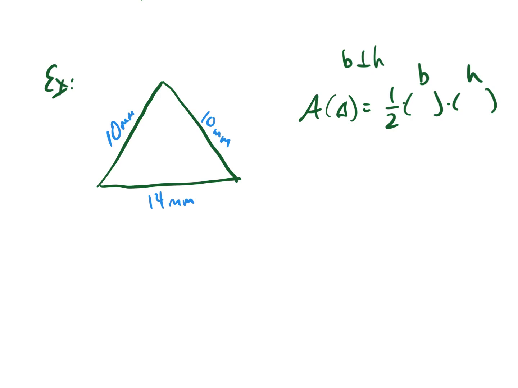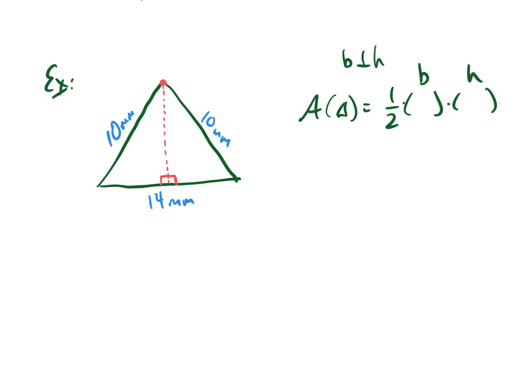And if I draw in from the top angle, it's called the vertex angle of an isosceles triangle, but if I draw a perpendicular from that angle to the 14 millimeter side, earlier this year, we proved that if we draw that perpendicular, it actually cuts the base into two equal parts.